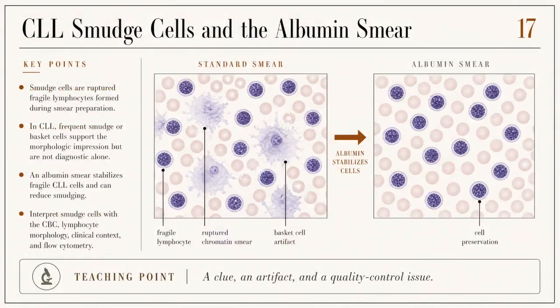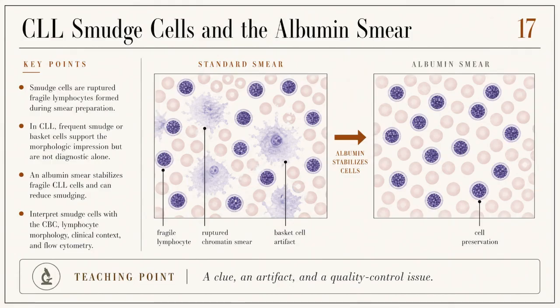As we continue our exploration of mature lymphoid neoplasms, this slide delves into a distinctive morphological feature encountered in chronic lymphocytic leukemia, or CLL, the presence of smudge cells in peripheral blood smears, and introduces the albumin smear technique as a valuable tool to enhance morphological assessment. Understanding these elements is essential for histotechnologists, because the quality of smear preparation and the preservation of cellular detail directly influence diagnostic accuracy and downstream ancillary testing.